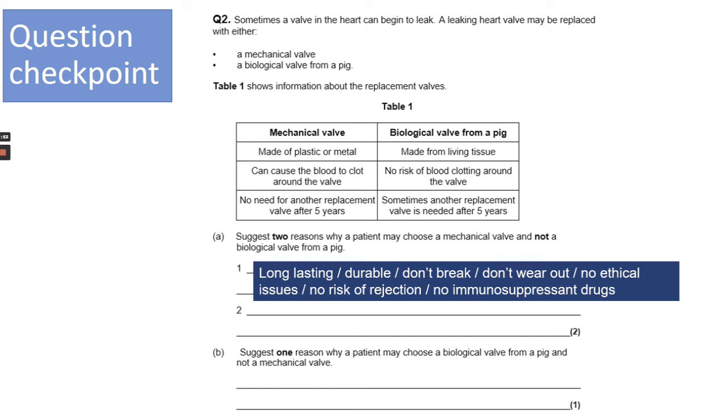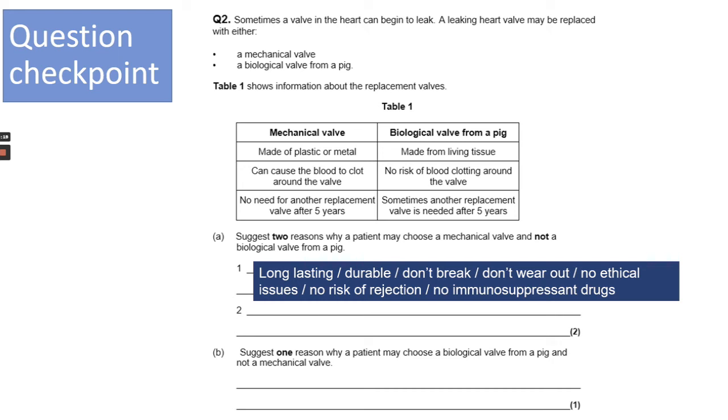So if you're given a donor organ or donor tissue from someone else, you'd have to take what we call immunosuppressant drugs. And all this does is reduce your white blood cells, so it stops them attacking the new donor organ. Then it goes on to say B, suggest 1 reason why a patient may choose a biological valve.